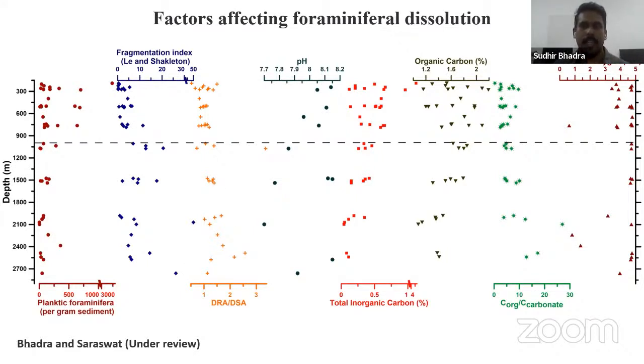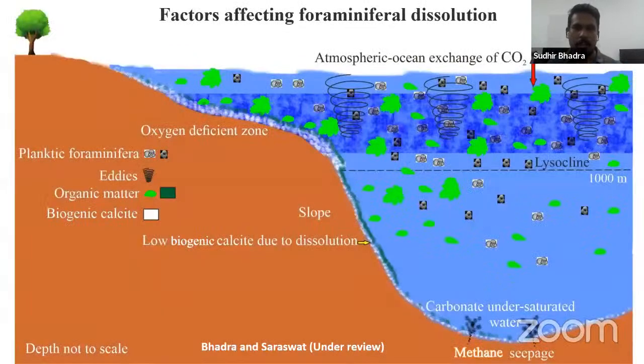It could be because of another thing: high productivity can lead to more organic matter, and more organic matter leads to more bacterial respiration, which will make the surrounding water carbonate unsaturated, and that could make the dissolution happen. And this here is a schematic of that. We have low biogenic calcite dissolution at depth, and that could be because of the high productivity, and also because of the increase in depth, which is related to the solubility product.